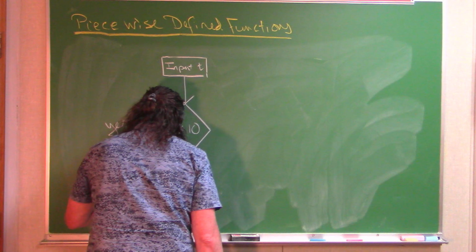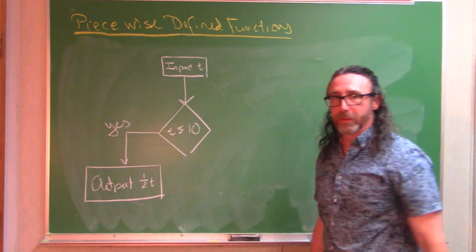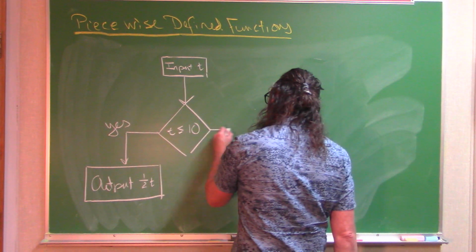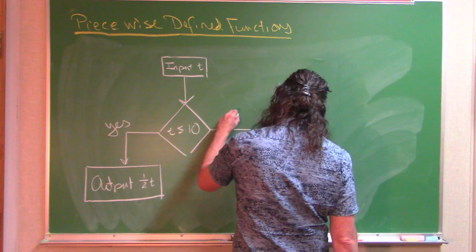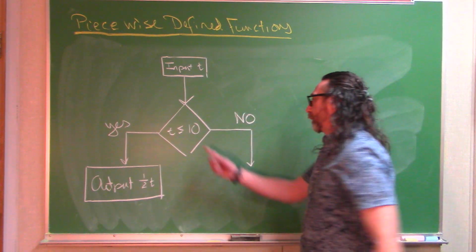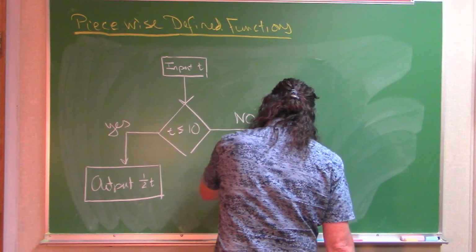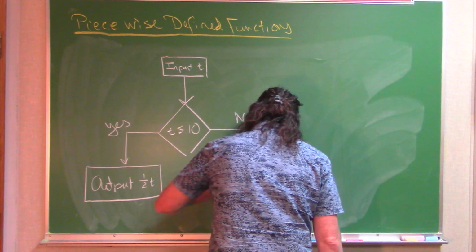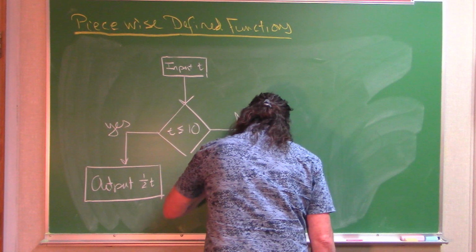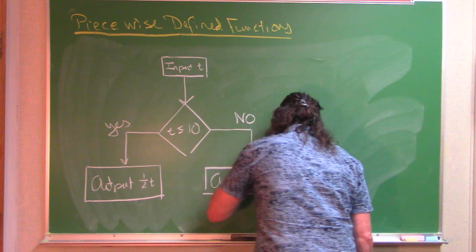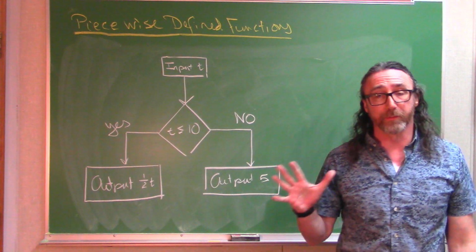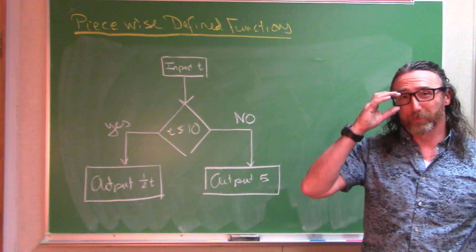The output is 1/2 t. If the answer to this question is no, well, that would mean the input is greater than 10. So our output would be 5. Okay, output would be 5 in that scenario.